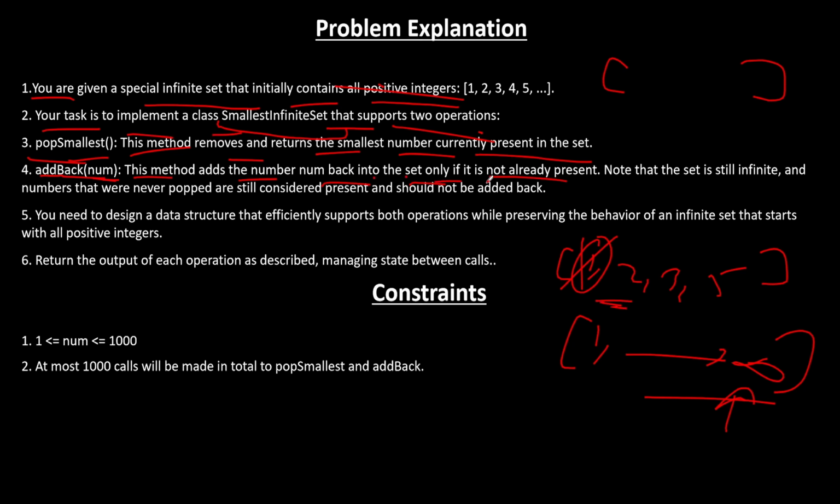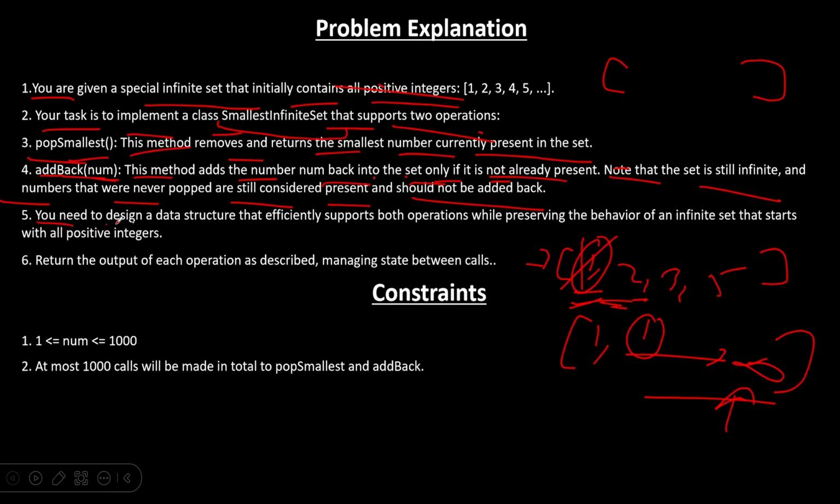So only if it is not already present. Since two is present, we cannot add it. But if it is one we're trying to add back, then it will take it in, right? So note that the set is still infinite, and numbers that were never popped are still considered present and should not be added back. Since it is an infinite set, the things which we popped can only be added back into the set. Otherwise, the numbers which are not popped will remain in the infinite set.